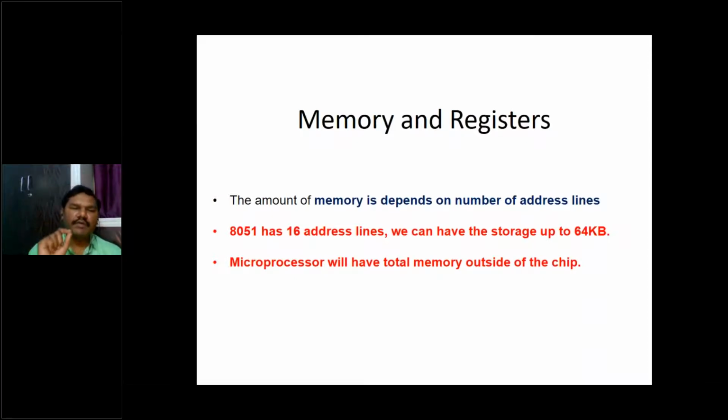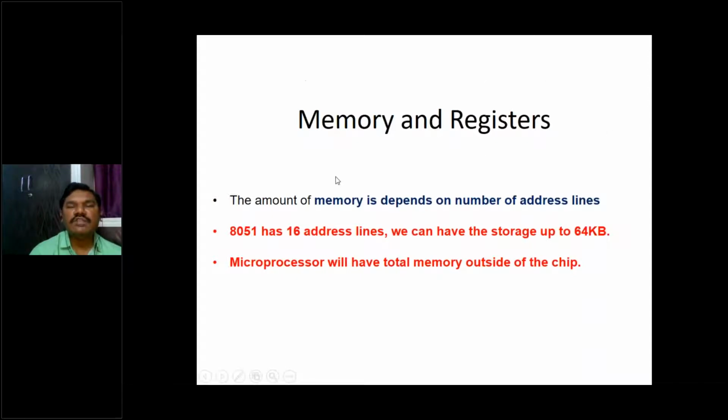Whereas in the case of the 8051, we have 16 address lines, so 2 power 16 is equal to 64 KB. I'll show you the practical calculations also. In a microprocessor, the total memory is outside of the chip. But in a microcontroller, as you see in the block diagram, the total memory is on the chip itself. This is the main difference between microprocessors and microcontrollers. Anyone will say the basic difference is that a microcontroller has on-chip memory, whereas a microprocessor has off-chip memory. This is a little bit about memory.